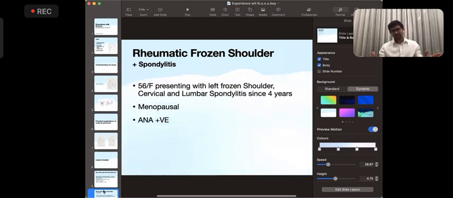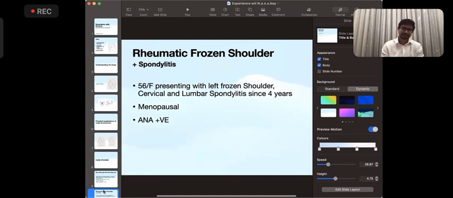And in the complete case taking, she was menopausal. And also I asked her, have you done your rheumatic profile? She said, yes, I'm ANA positive. So I told her, ma'am, this condition usually takes a lot of time, but let us try and see what we can do with this new system.